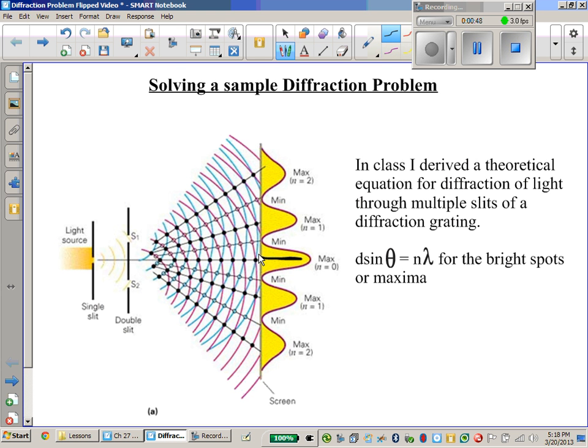Using the geometry I derived out in class, we end up with an equation that says d sine theta equals n lambda for constructive interference. That's a little different than how I wrote it in class. I think I wrote it as sine theta is n lambda over d, but obviously it's the same thing. What I want to do today is show you how to link what we did in class with what we did in lab and be able to then solve problems.